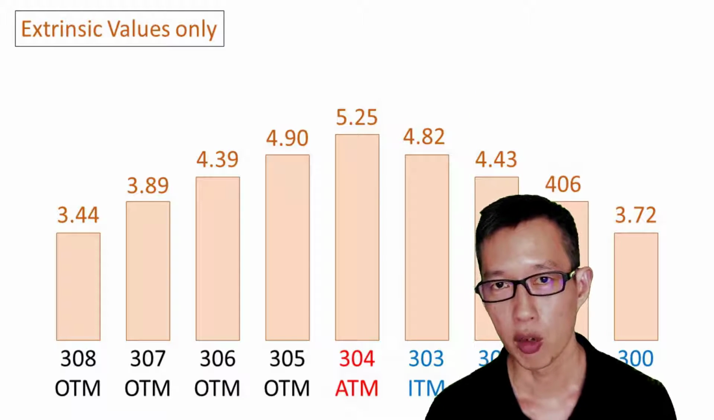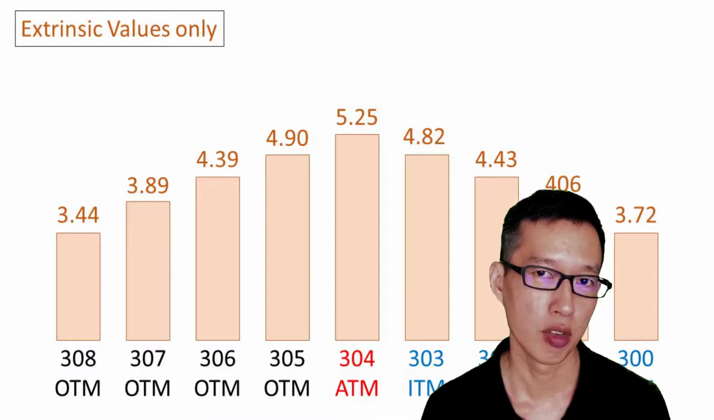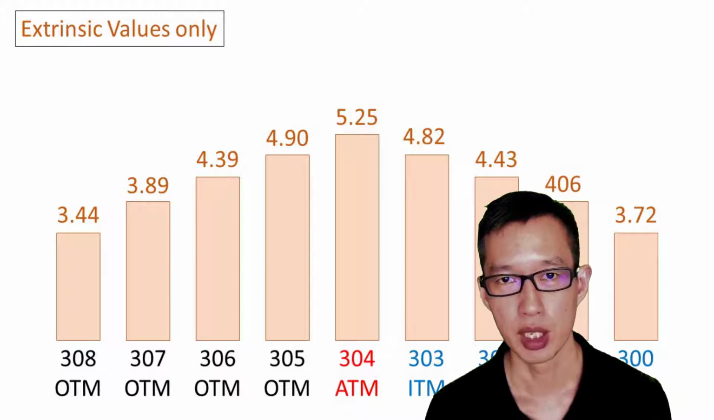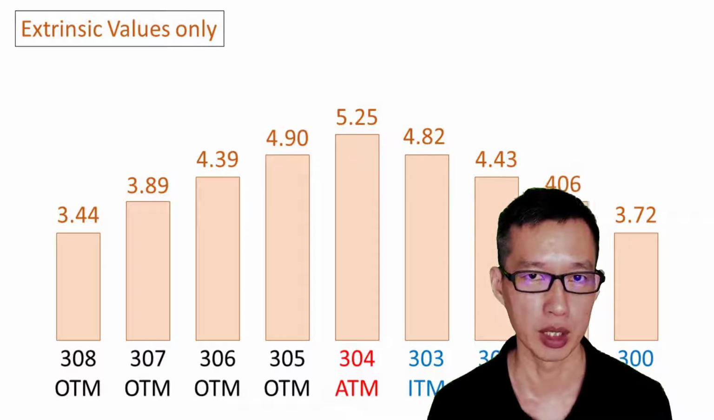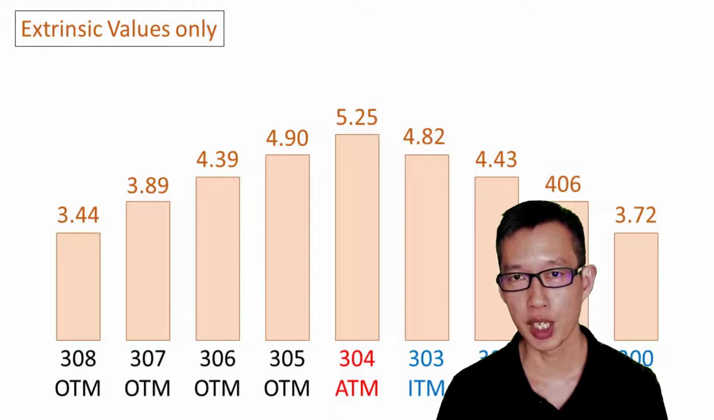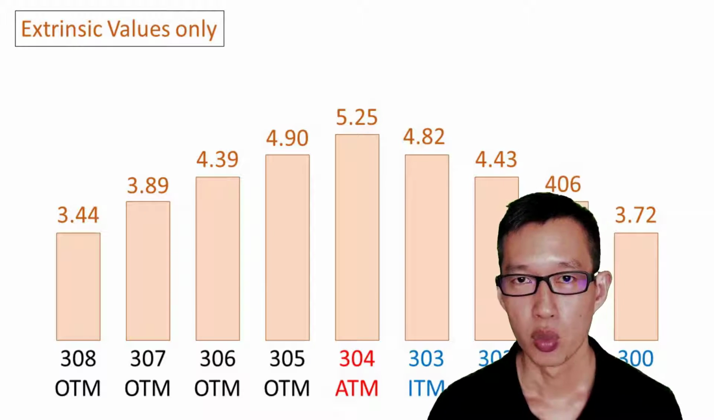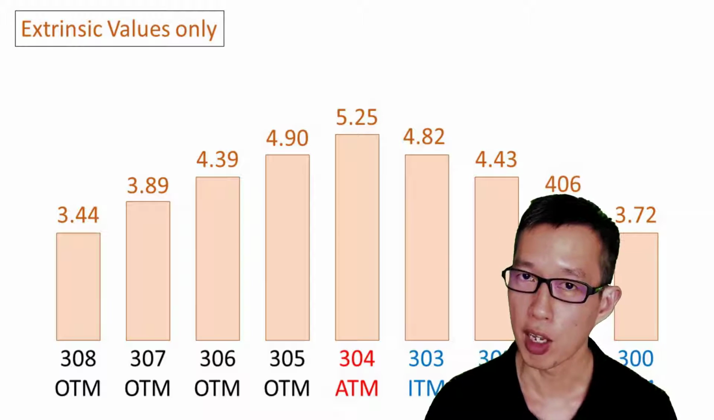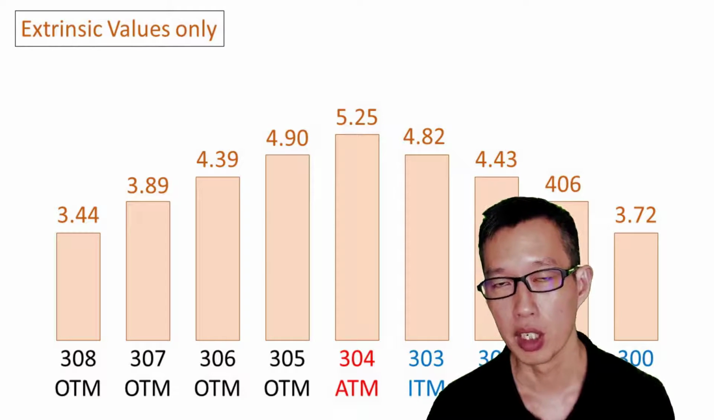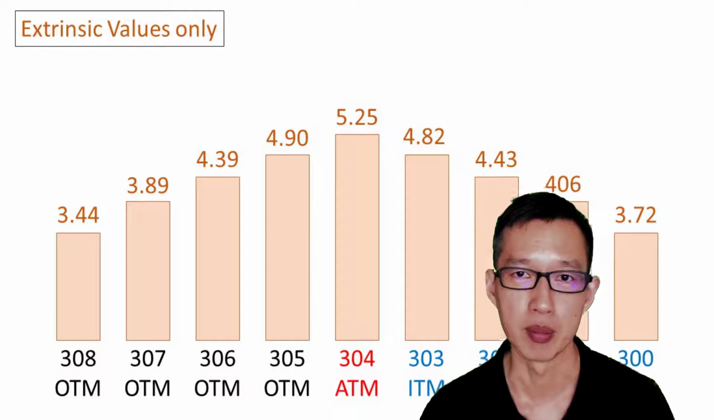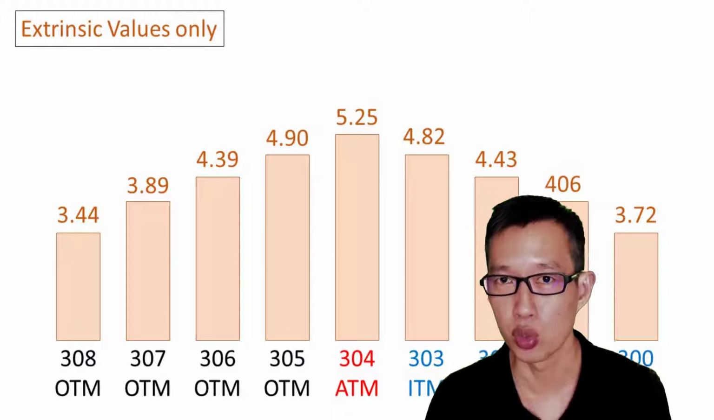Because we are able to calculate the intrinsic value, let's subtract off the intrinsic value from these columns and have only the extrinsic values remaining. And what we see is that the at-the-money option has the most extrinsic value. We are paying the most for fluff, we are paying the most for hope and fear if we buy an option at the money. So this is something for options buyers to really consider.